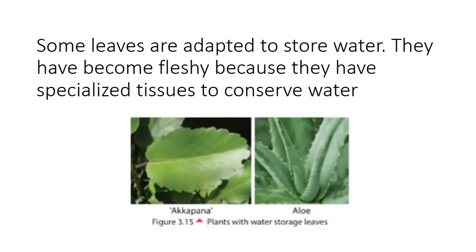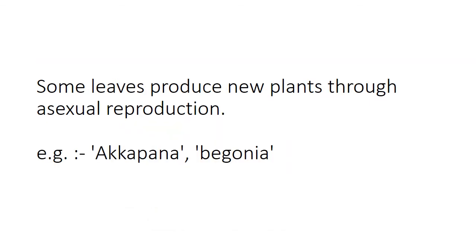Some leaves are adapted to store water. They have become fleshy because they have specialized tissues to conserve water. Examples are Akapana and aloe. Some leaves produce new plants through asexual reproduction. Examples are Akapana and begonia.